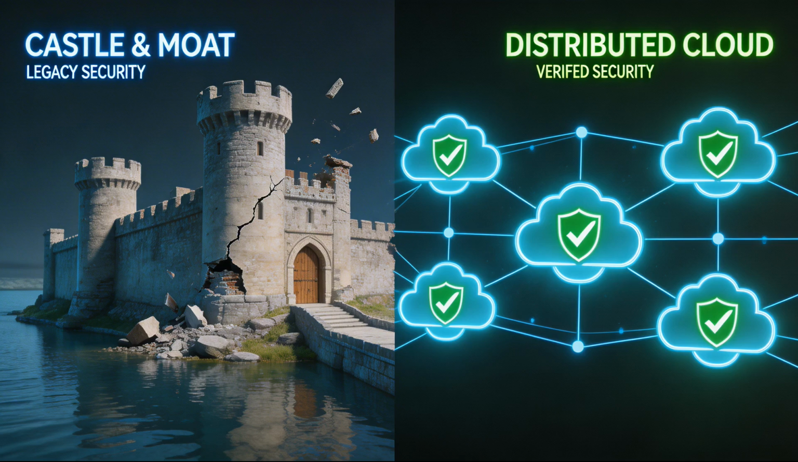This model had one fatal flaw. Once someone got past the gate, they had the keys to the kingdom. A phishing email, a stolen VPN credential, a compromised laptop. Any of these gave an attacker full access to everything inside the network. And with remote work, cloud services, and AI agents making API calls from everywhere, the idea of an inside and an outside just doesn't exist anymore.